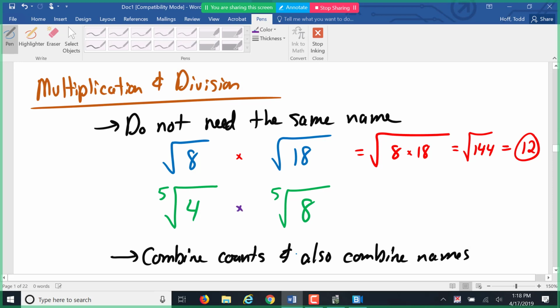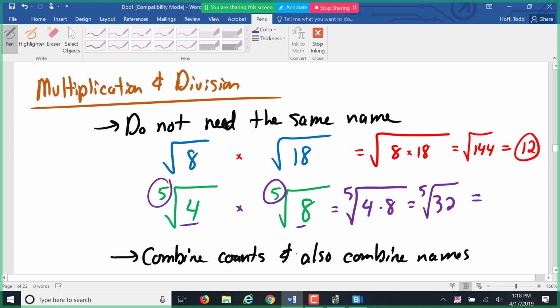Down here I can multiply the fifth root of 4 times the fifth root of 8. They do have to be the same root. They do have to have the same index. But they don't have to have the same object. I can combine the objects. That becomes the fifth root of 4 times 8, which is the fifth root of 32. And that, of course, the fifth root of 32 is just 2.